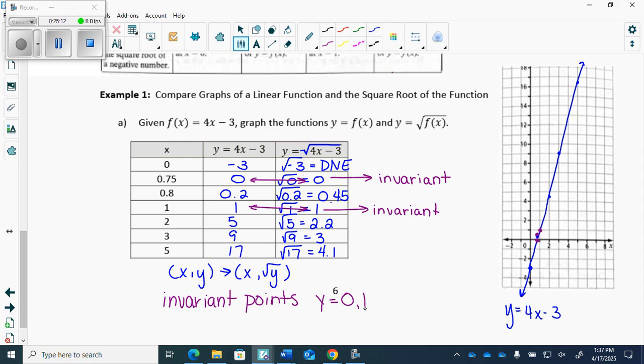All right. Then we have 2 and 2.2. 3 and 3. And then 5 and 4.1. Okay?